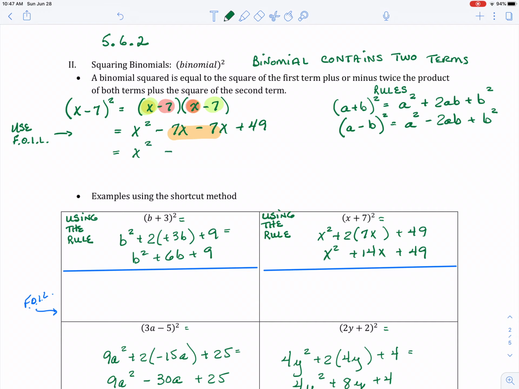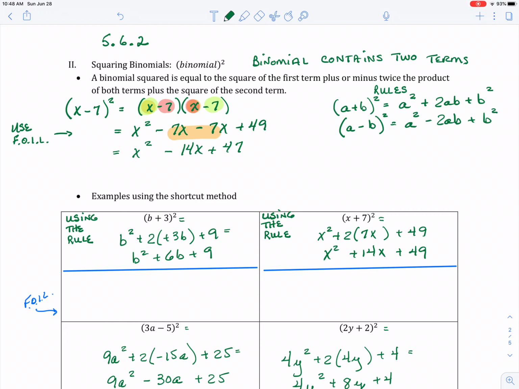And I hope you notice that that term is the same term, negative 7x, negative 7x. So what happens when you're squaring binomials is that these two terms in the middle always match up and cause that middle term that you end up with to double up. So you see that that doubling there is an important part of the process.